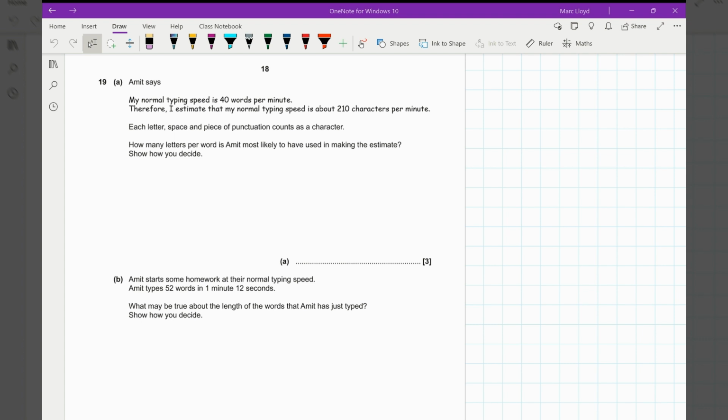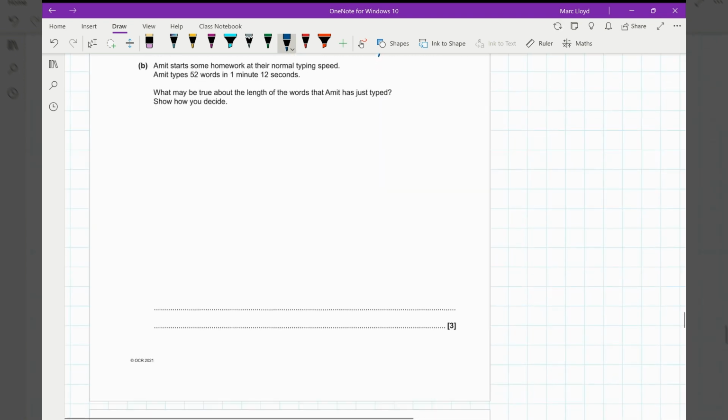Show how you decide. So, first thing I'm going to do is from my 210, we're going to subtract 40. So 210, take away 40, because for 40 words, there'll be 40 spaces. So that gives us 170. Then 170 divided by 40 words. 170 divided by 40 gives us 4.25. So roughly that's going to be 4-letter words on average. That's a 4.